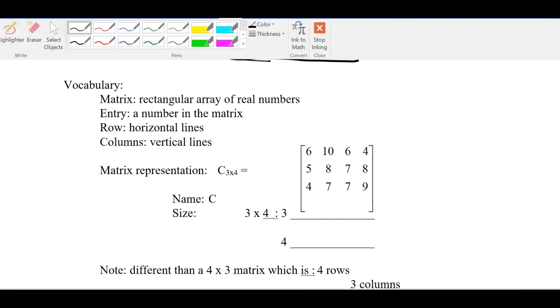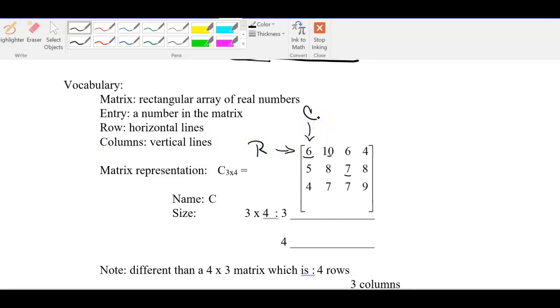A matrix is just a rectangular array of real numbers. There's an entry. So 6 is an entry, 7's an entry, 10's an entry. It's just the numbers or the equations that are in the matrix. It is read rows, and then columns. Rows are horizontal, columns are vertical. So this is a row, and this is a column.